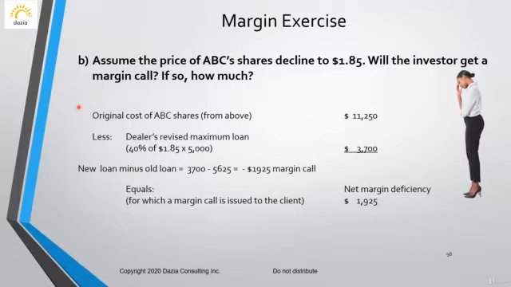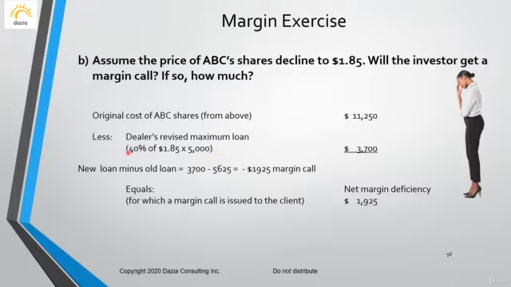The original cost of the ABC shares was 11,250. Now the price is $1.85, right? It went down. So we do $1.85 times 5,000 shares. That's how much you had bought. If you multiply that together, 1.85 times 5,000, this will be $9,250, right? Now you can get only a 40% loan, and 40% of that is 3,700.